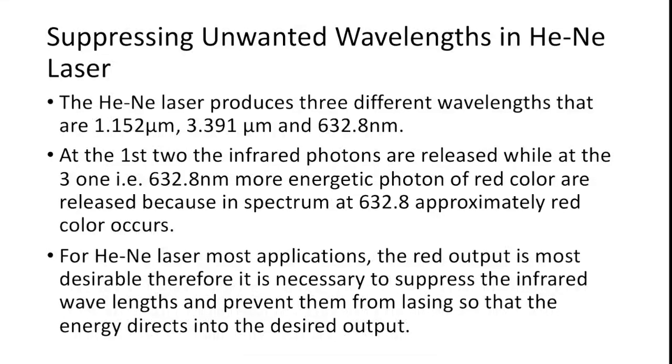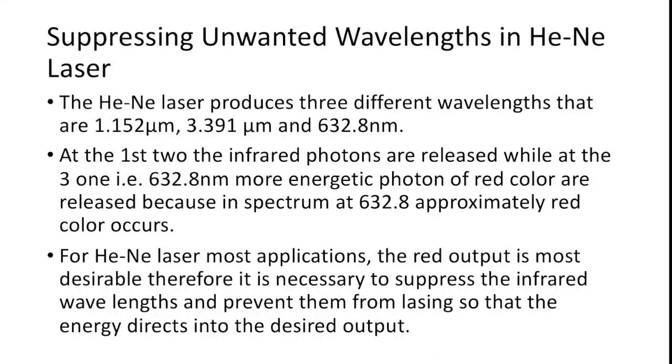For helium neon laser, in most applications the red output is most desired, therefore it is necessary to suppress the infrared wavelengths and prevent them from releasing so that the energy directs into the desired output. In a small helium neon laser, it is normally done with a proper coating on the feedback mirrors. If they are coated for high reflectance at 632.8 nanometers, then they will not reflect a high percentage of the infrared wavelengths. This causes the desired wavelength to have a low loss and the undesired wavelengths to have a high loss, which reduces the possibility of the infrared wavelengths lasing and enhances the lasing at 632.8 nanometer.